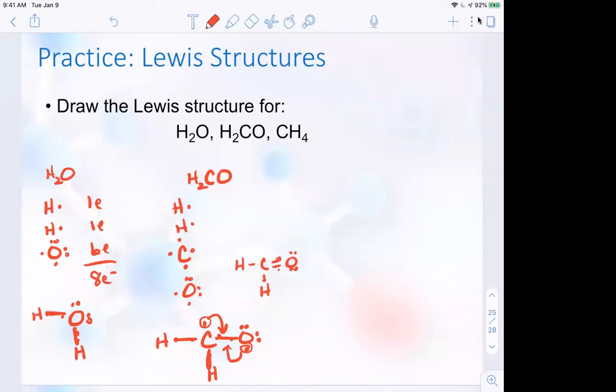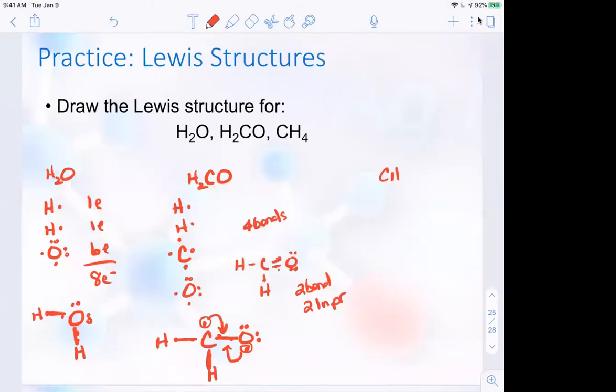Carbon has 4 bonds, right? 2 single bonds and a double bond. Oxygen has 2 bonds, 2 lone pairs. I have no charges, so this makes sense. Everything fits. This is going to be the Lewis structure for this particular molecule.